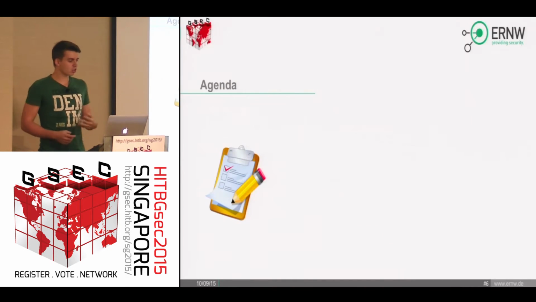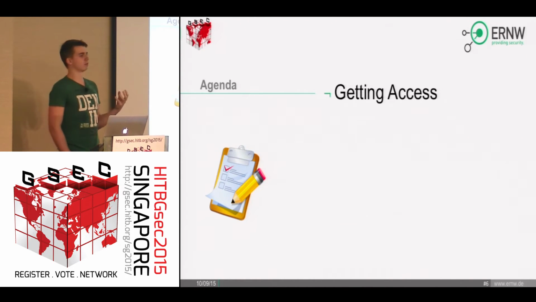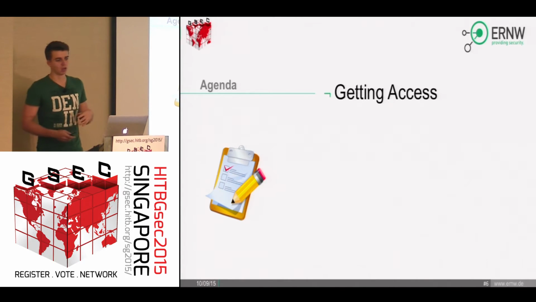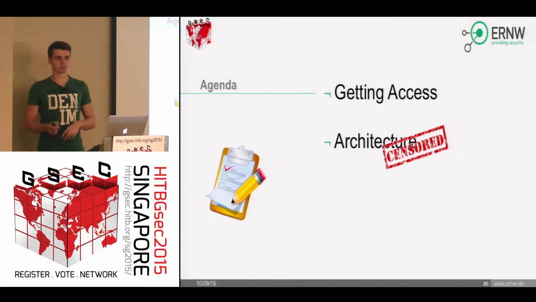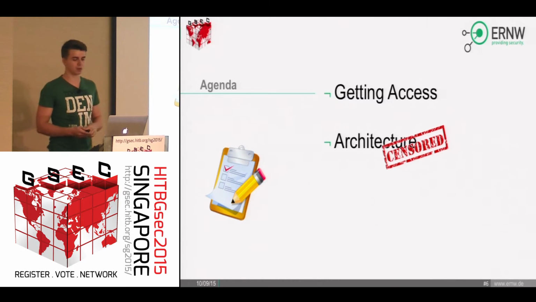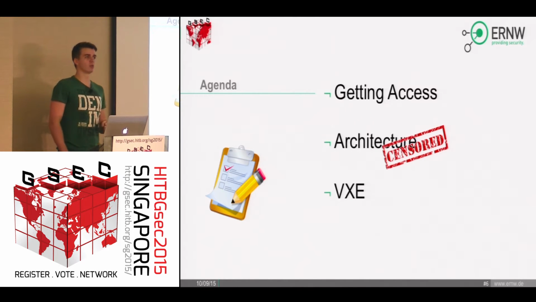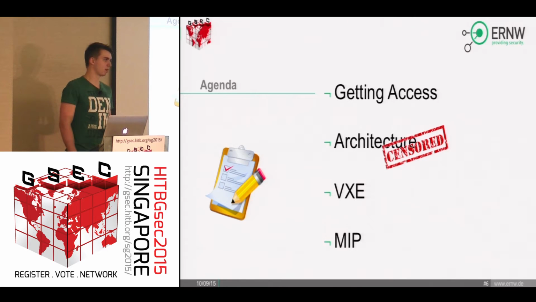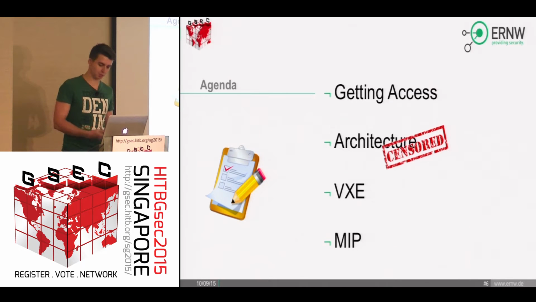The agenda for the talk is quite simple. We start by describing a vulnerability that allows us to get access to the operating system of the appliance. Then normally we would go on and talk about the architecture. This part isn't included today, as this is the stuff we are not allowed to talk about. Instead we talk about two components: VXE, the virtual execution engine, and MIP, the malware input processor. We discovered quite some interesting bugs in both of these components, so this will be the main part of the talk, and in my opinion, the most interesting one.